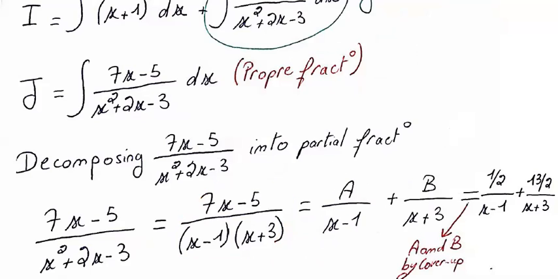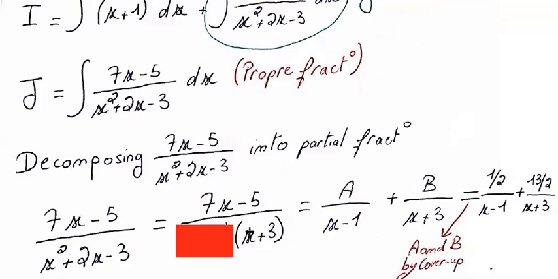To find a, we cover x minus 1 on the left hand side here, and we replace in what remains x by 1, because 1 is the number that makes x minus 1 zero. So I'm going to get 7 minus 5 over 1 plus 3. So 7 minus 5 is 2. 2 over 4, so it's half.